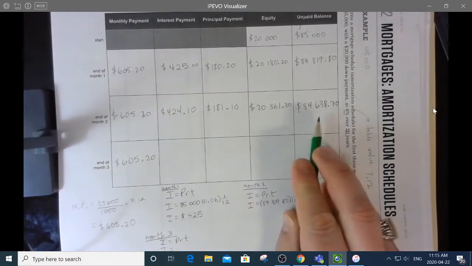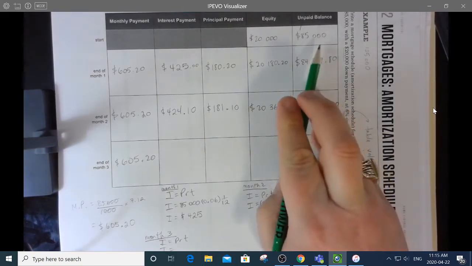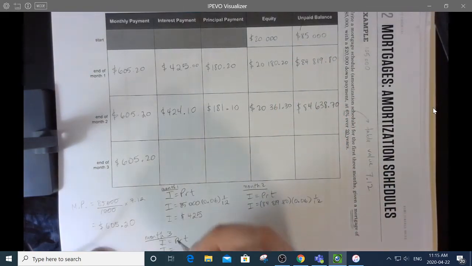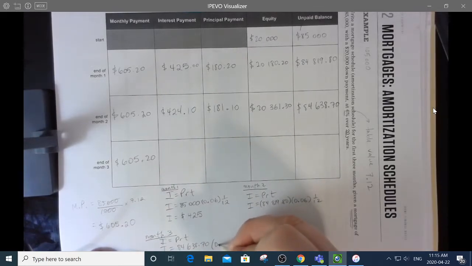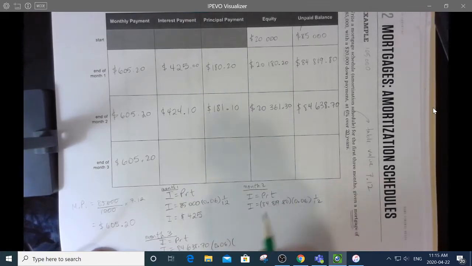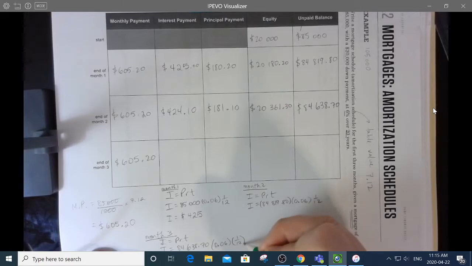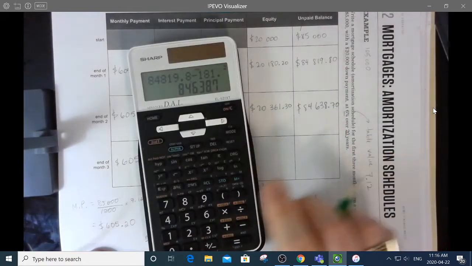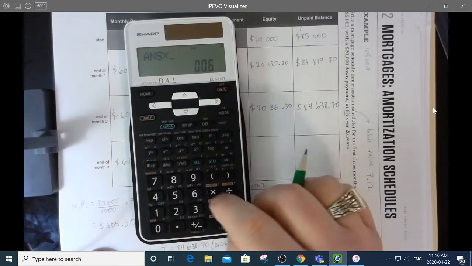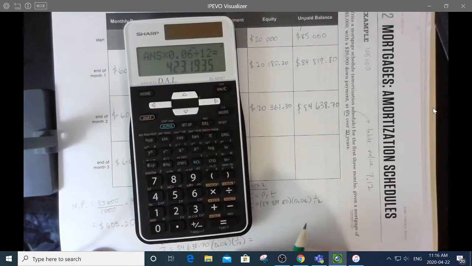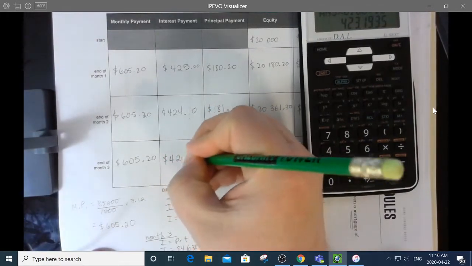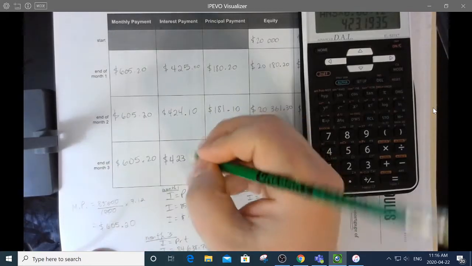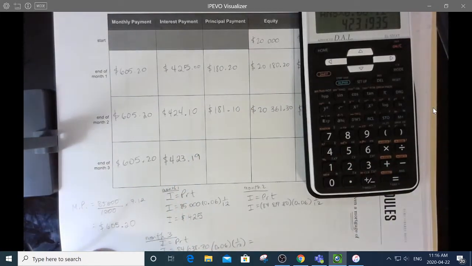So my principal now, this is how much I owe the bank, right? It started at 85,000, now it's 84 and change. So $84,638.70 times a rate of 0.06 times, and the time here is again 1/12 of a year. Luckily I have this number on my screen. So times it by 0.06, divide it by 12. And now my new interest payment is $423.19. Okay, again, that has to be rounded to the nearest cent, right?